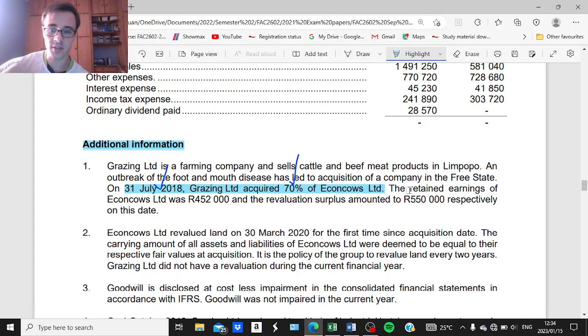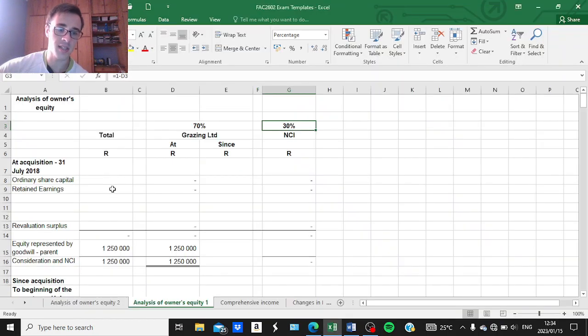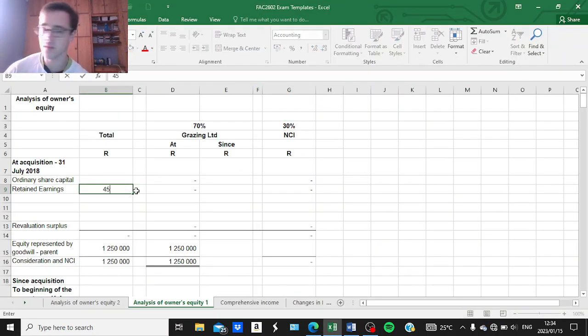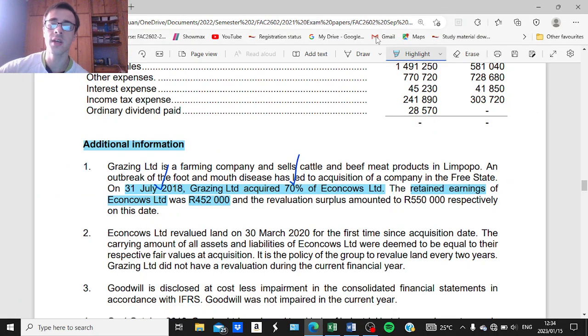Now, at the date of acquisition, the retained earnings of Consolidated Ltd, the subsidiary, was 452,000. So we will enter that in the at acquisition section. Retained earnings 452, and the revaluation surplus amounted to 550,000 on the date of acquisition.